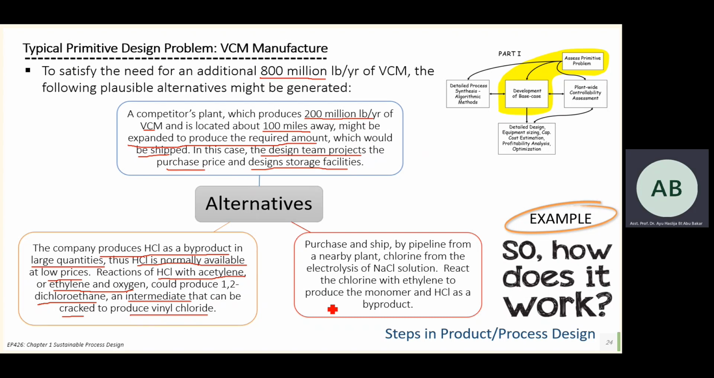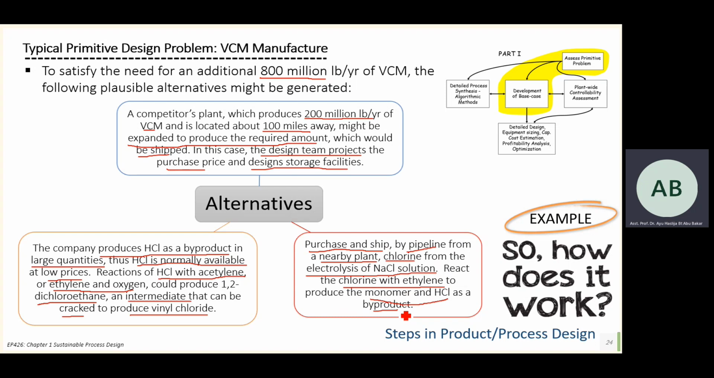Okay, the third alternative: purchase and ship by pipeline from a nearby plant. Chlorine from the electrolysis of an NaCl solution. Okay, this one, they purchase chlorine from a nearby plant for electrolysis of an NaCl solution. Then react the chlorine with ethylene to produce the monomer and HCl as the byproduct.